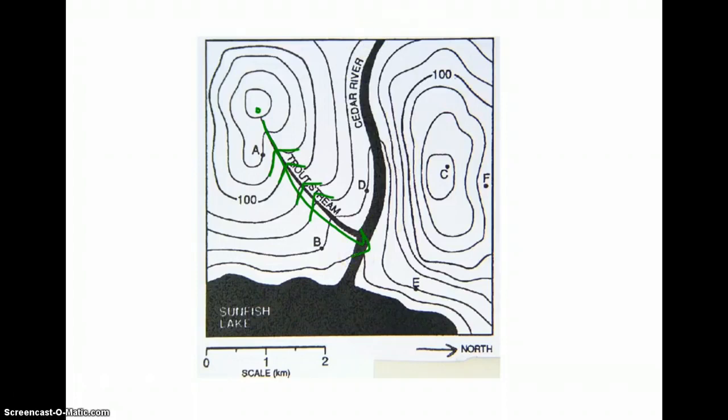We can see the same thing when we look at the river. If we look at Cedar River, we have this one contour line here that forms a V. So we know the river is flowing this direction towards the lake. So that's how we figure out which way streams and rivers are going.